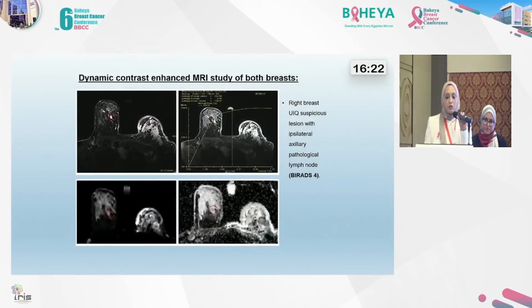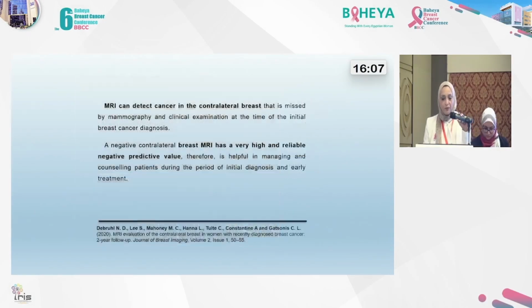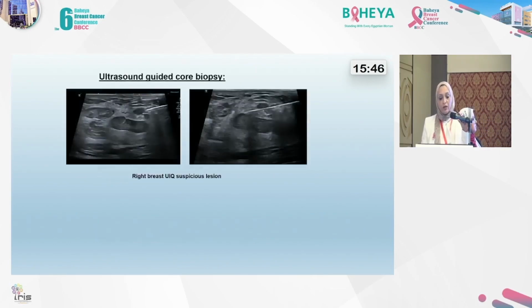MR study of the breast was done to assess the contralateral breast, which showed an upper inner quadrant intensely enhancing homogeneous lesion with restricted diffusion and a type 2 or plateau curve. So the lesion was categorized as suspicious, BI-RADS 4. MRI can detect cancer in the contralateral breast that is masked on mammography and clinical examination at the time of the initial breast cancer diagnosis. A negative contralateral breast MRI has a very high and reliable negative predictive value, therefore it is helpful in counseling patients during the period of initial diagnosis and early treatment.